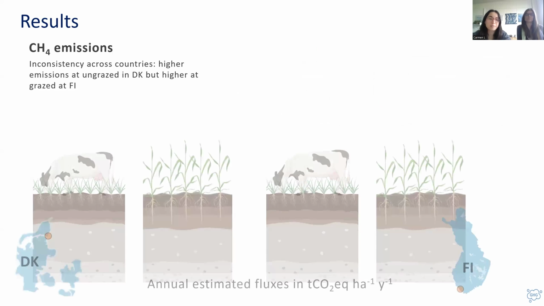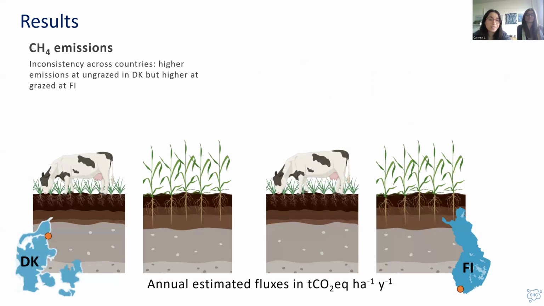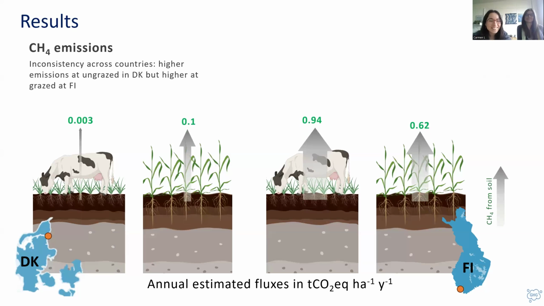Here you can see these annual fluxes that we estimated of methane expressed in tons of CO2 equivalents per hectare and year. And again, the opposite pattern, and also highlight the fact that the fluxes are significantly higher in Finland compared to Denmark, which is attributed to the fact that the coastal waters in Finland have way lower salinities.